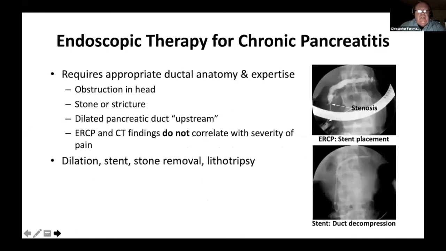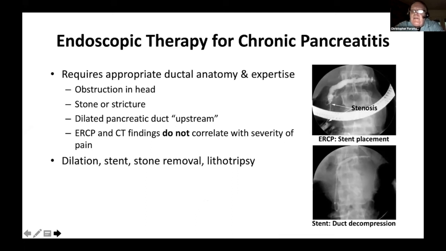So most patients get tried on medical therapy. Some patients get endoscopic therapy as well. To provide endoscopic therapy, you need both an appropriate pancreatic ductal anatomy as well as the endoscopic expertise. And generally, the patients that are most amenable to this type of intervention are those that have an obstruction in the head of the pancreas with upstream dilation of the pancreatic duct. And the obstruction is either a stone or a stricture, and there are a variety of techniques that can be used to deal with that.